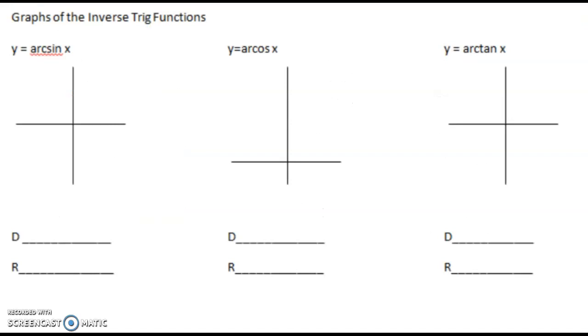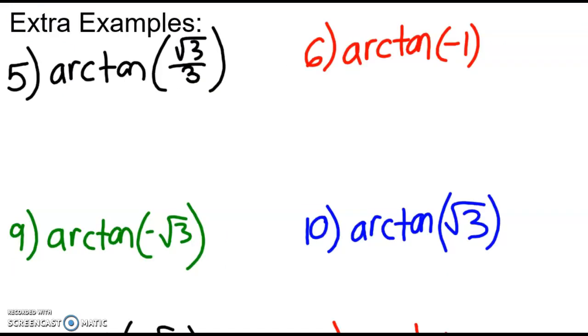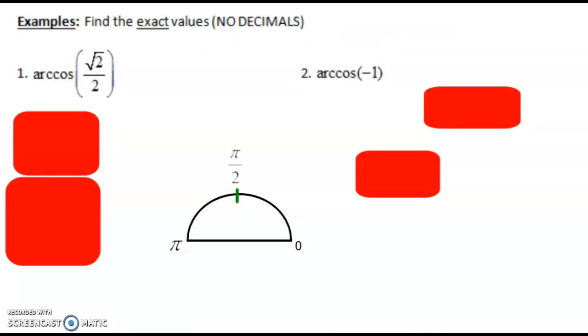Again, you can skip this section, so we'll turn to the back page of your notes. Now we're going to find the exact values of some extra problems involving inverse cosine and inverse tangent.